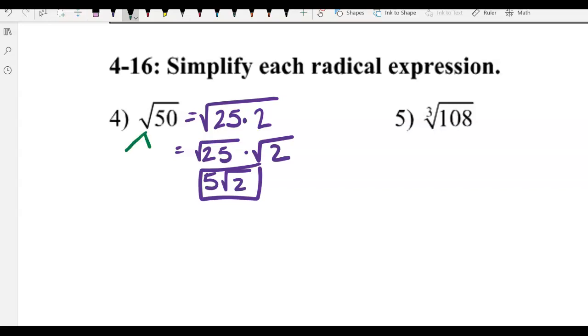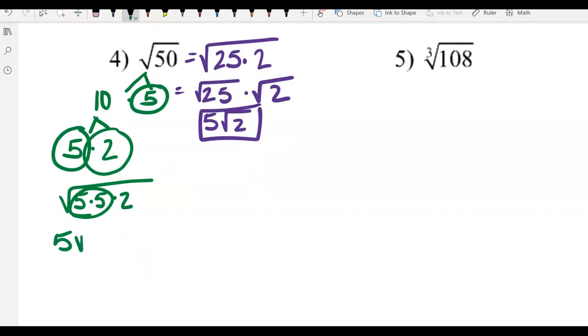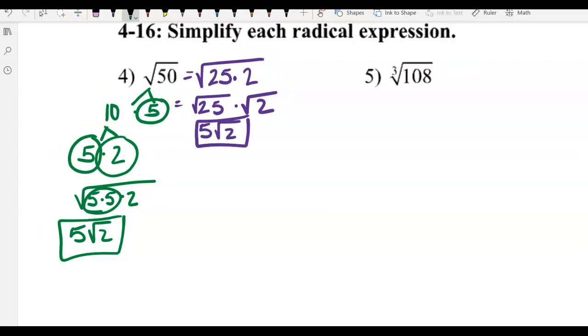Now, if you can't get there, then do a prime factor tree. 50, it's 10 times what? 5. 10 is what times what? 2 times 5 or 5 times 2. How many 5s do we have? 2. We write them all in. So we say, okay, there are 2 5s and then 1 2. And this is a pair. That means it's a square root, so we can take 1 out, right, y'all? Is the answer the same or different? Same.